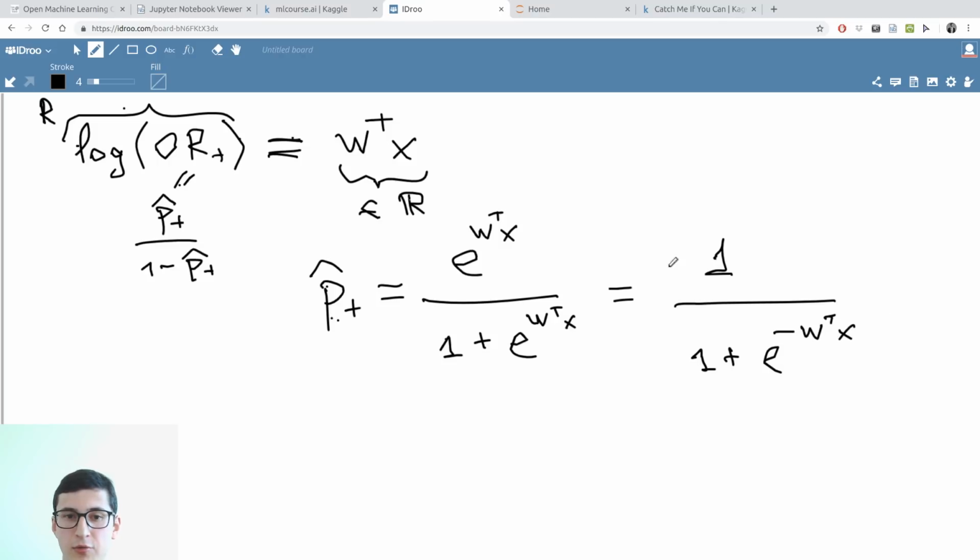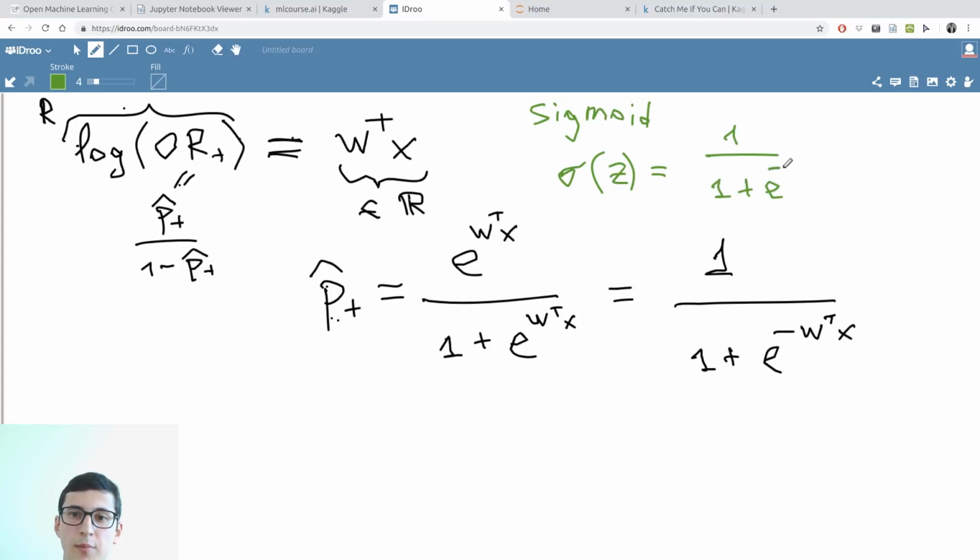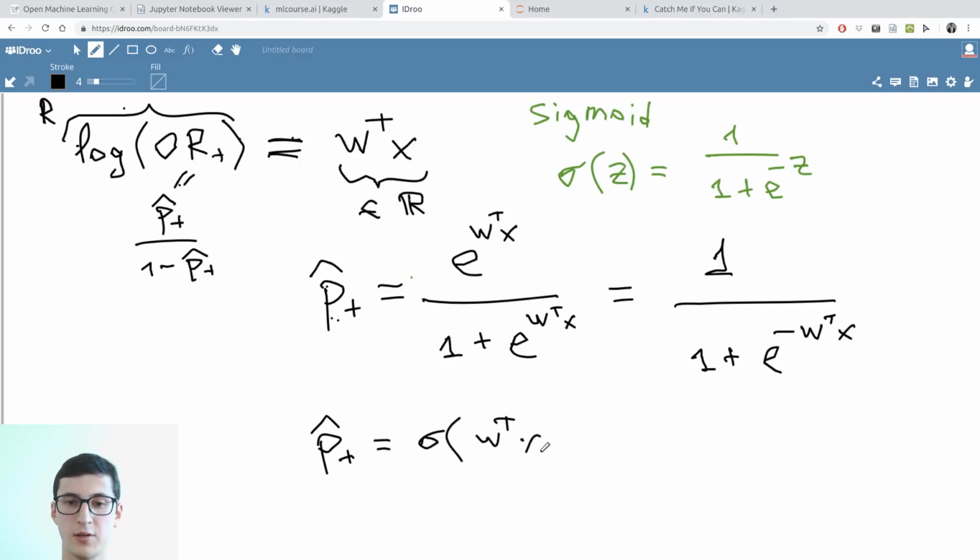And so this function is really popular. If we designate this argument by z, this function is called a sigmoid function. A sigmoid function of some argument z is 1 divided over 1 plus e to minus z. And so we have that logistic regression actually predicts this probability p plus with the sigmoid of w transposed x.